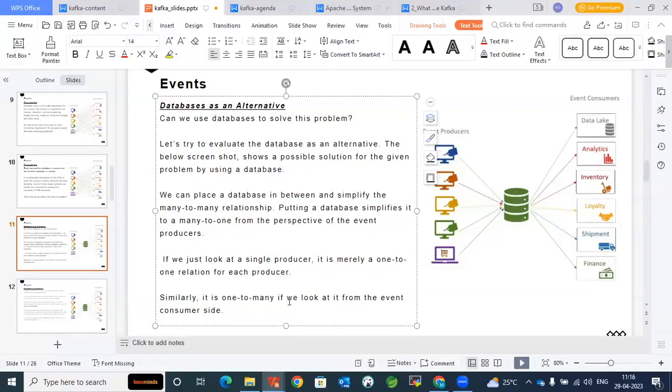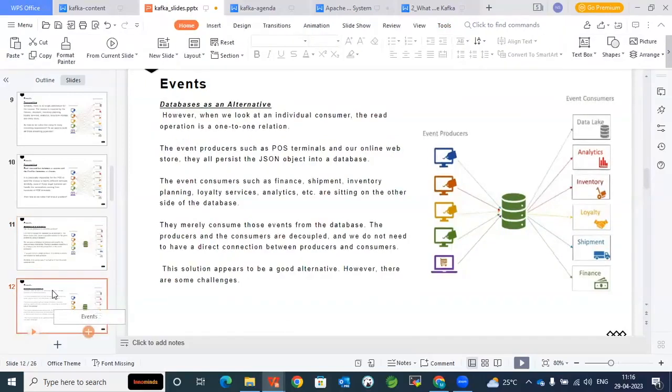So similarly, one to many, if you look at the event consumer side. The consumer is receiving many events from one database. And it is also one-to-one, meaning one consumer is receiving the data from one database. Okay, here that is not the important one. The important one is what? The database solved the problem of the data loss here. But here is one problem we have. Let us see what that problem is.